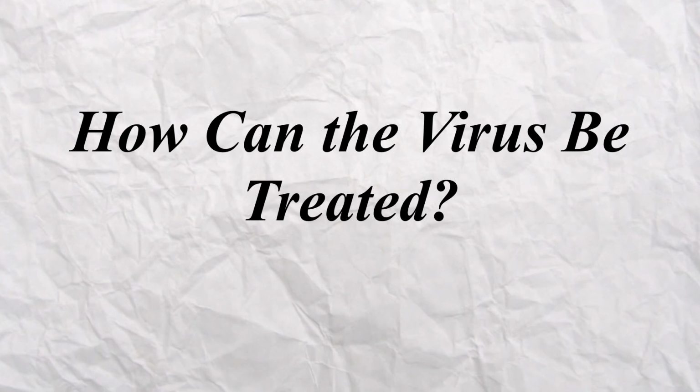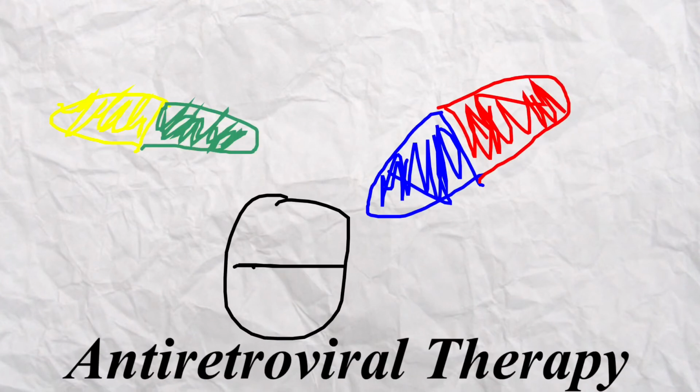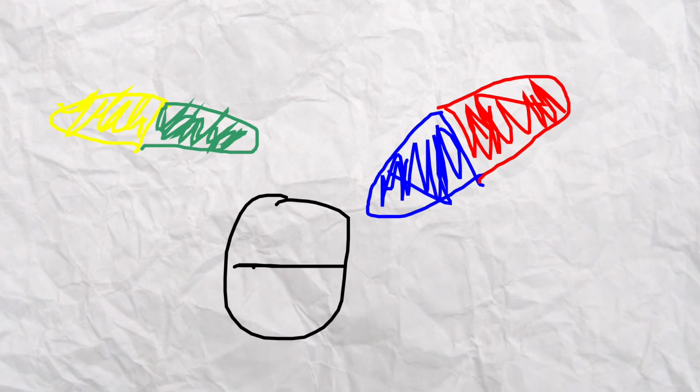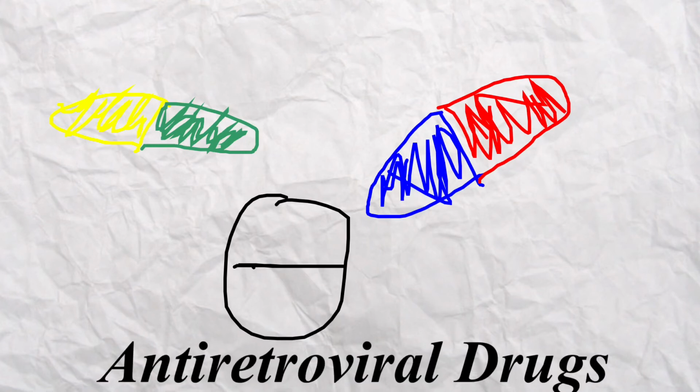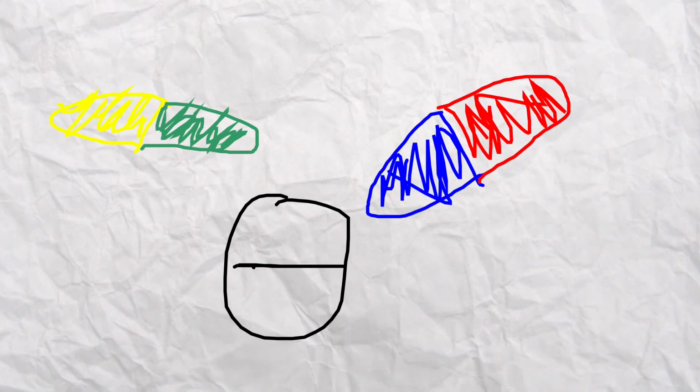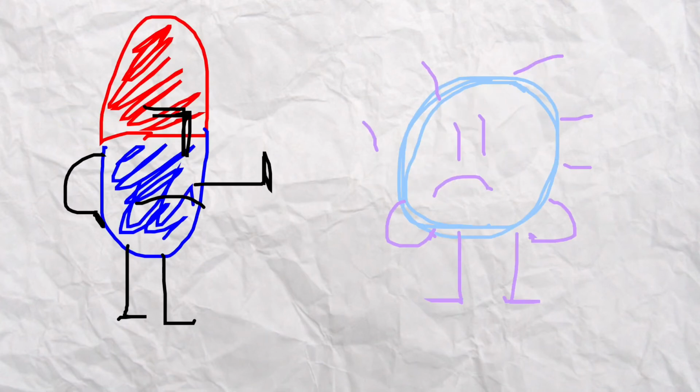How can the virus be treated? The HIV virus can be treated through antiretroviral therapy, or ART. ART consists of taking a combination of HIV medicines daily. Usually, a person's HIV regimen includes the use of 3 antiretroviral drugs, or ARV, from at least 2 different HIV drug classes. These medicines prevent the virus from becoming more severe.